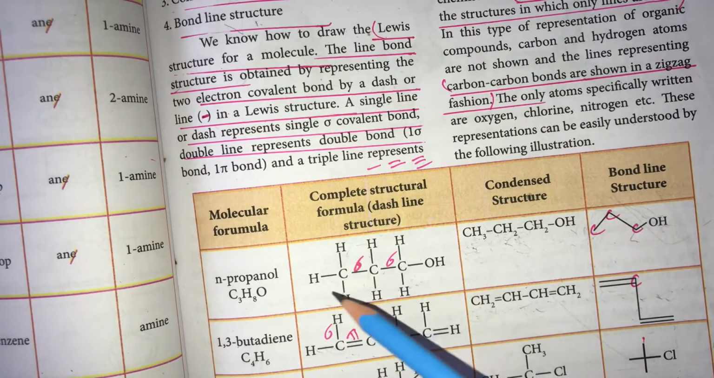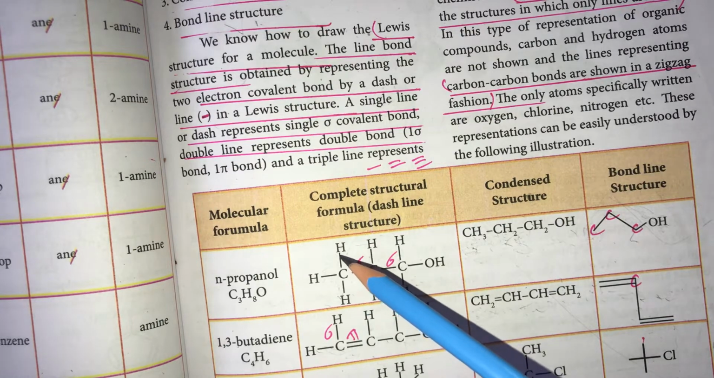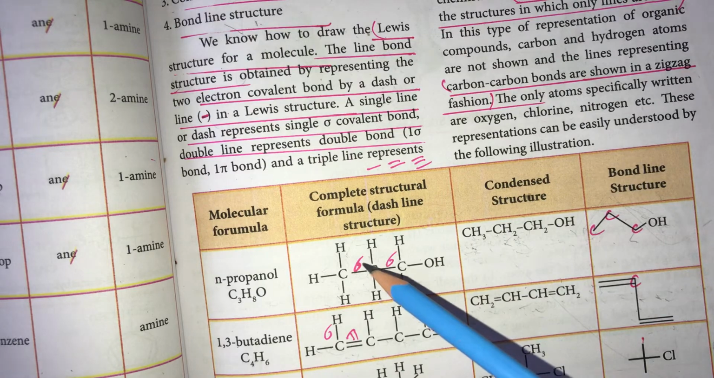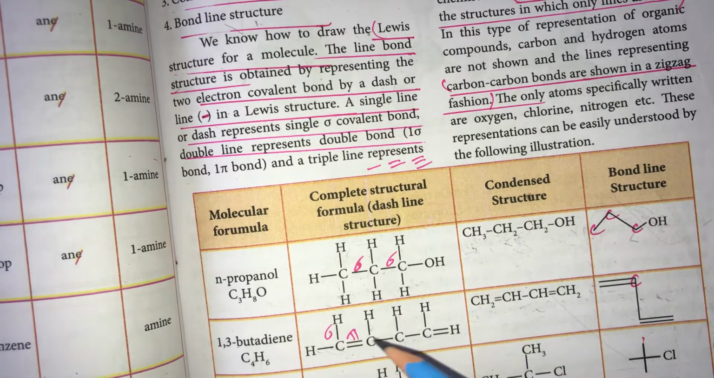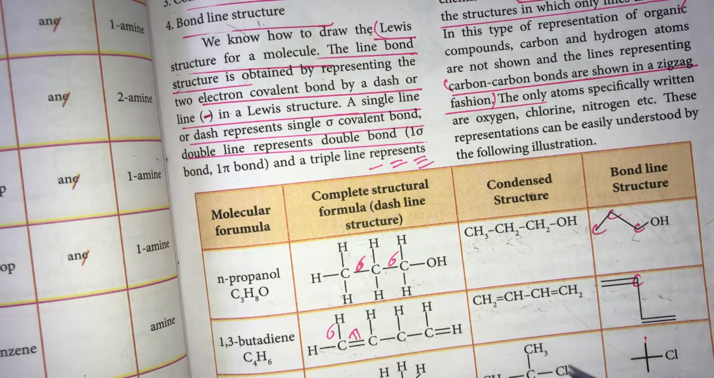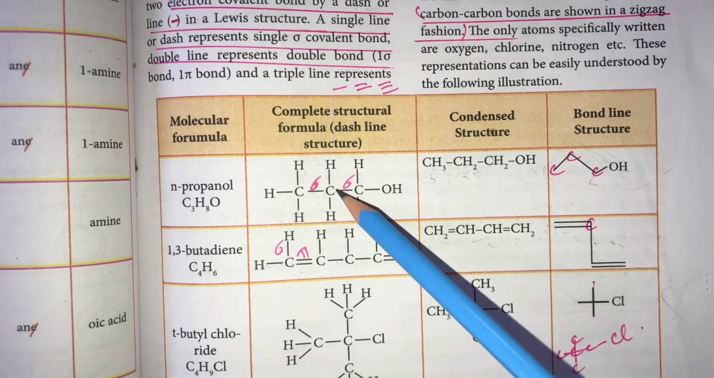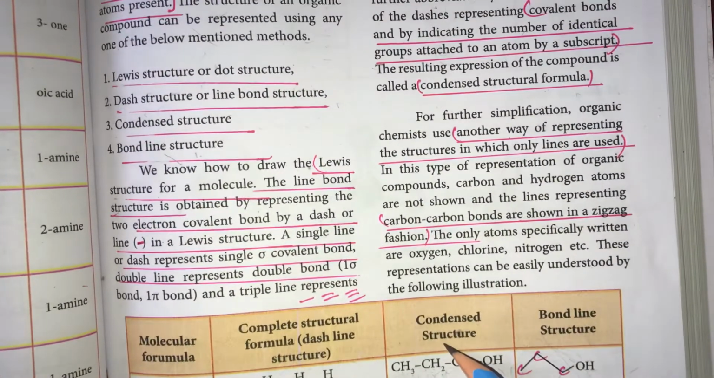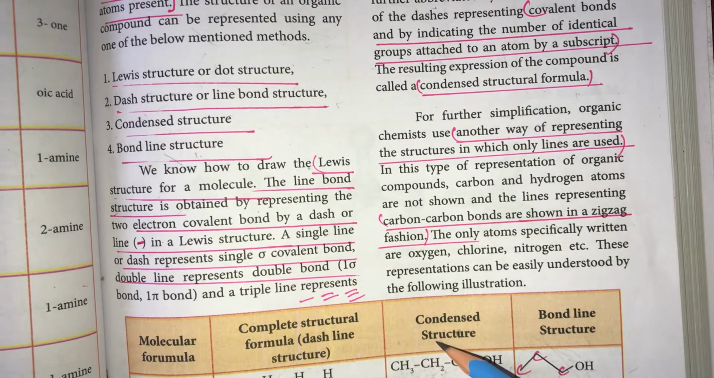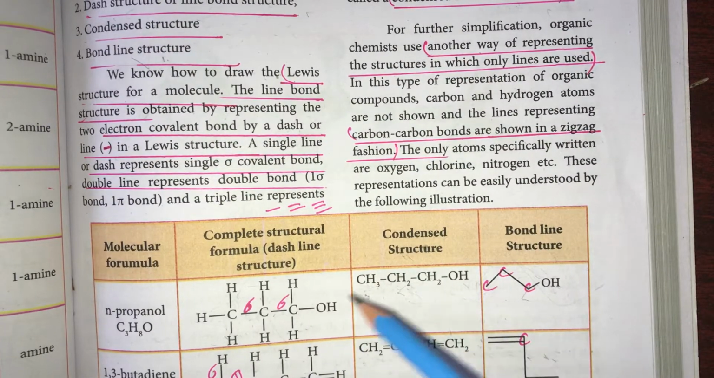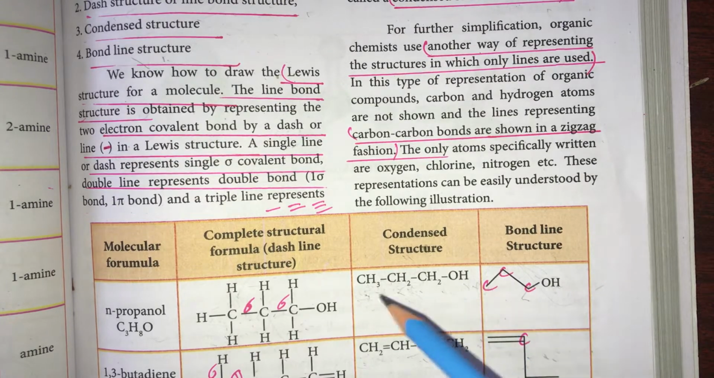Instead of dots, the electrons shared or involved in the chemical bond are replaced by a dash. A sigma bond is a single line, pi bonds are double lines, and triple bonds are shown by a triple line in the dash line structure. What is a condensed structure? A condensed structure indicates the number of identical groups attached to an atom by a subscript, such as CH3, CH2, CH2OH: methane, ethane, propane, propanol.